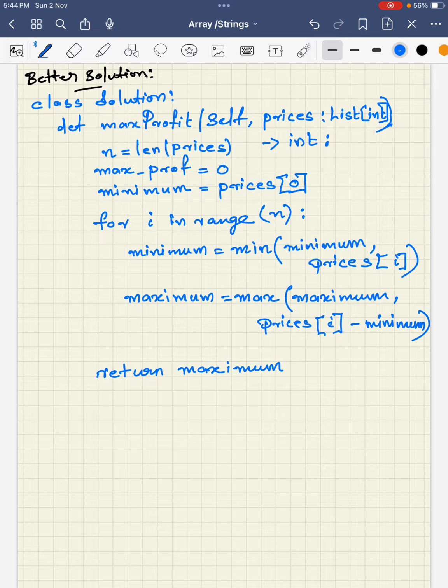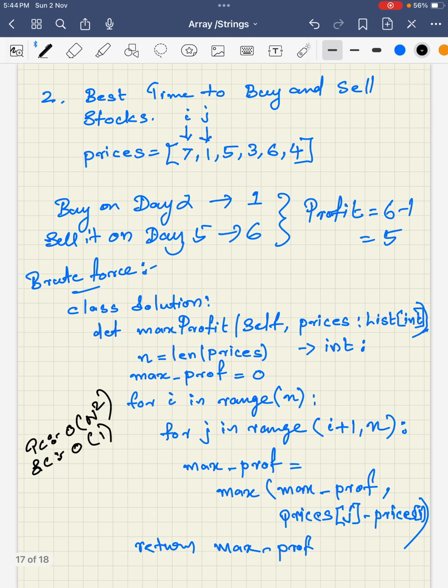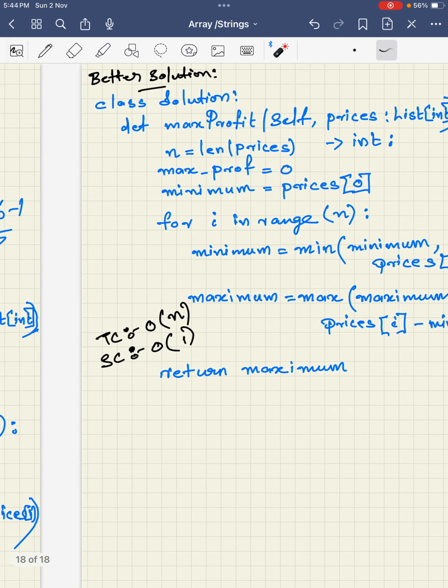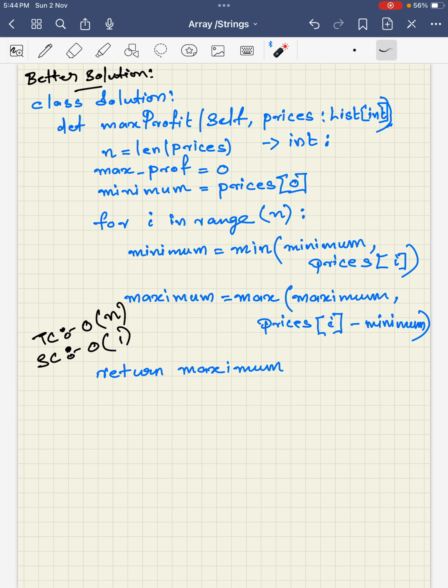And what is the time complexity here? Here time complexity is order of n, because it is iterated only one time, and in that single pass, instead of generating all the pairs, we arrive at our solution. And what is the space complexity? Space complexity is the order of 1. So with that, we have explained the problem statement and solved it using brute force, as well as a better solution which gives much better efficiency. So that's it. Thank you.